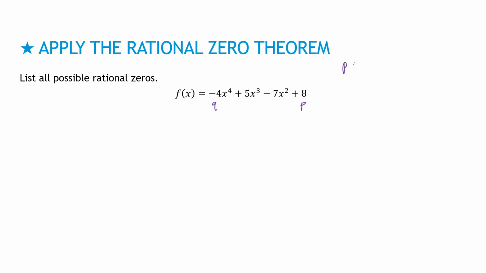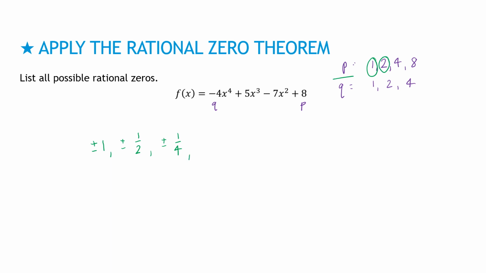Factors of P include 1 and 2 and 4 and 8. Factors of Q include 1 and 2 and 4. So all of my possibilities would be positives and negatives of P divided by Q, which is 1 over 1, or plus or minus 1. 1 over 2, which is plus or minus 1/2. 1 over 4, which is plus or minus 1/4. So I've used 1. Now use 2 with everything in Q.